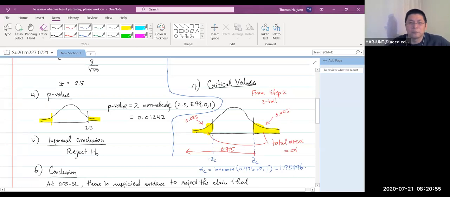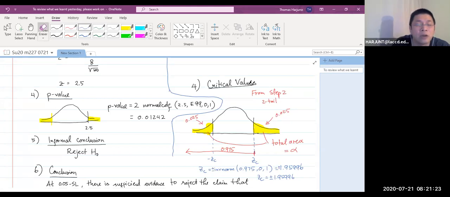That's the critical value. Now, because it's two-tailed, we have two critical values here. So the z critical, we update this, it becomes plus minus 1.95996. Actually, it's supposed to be like this, plus minus, so I don't need to update it. Plus minus 1.95996.